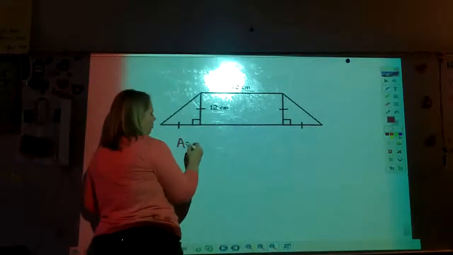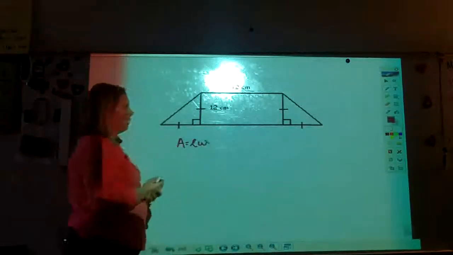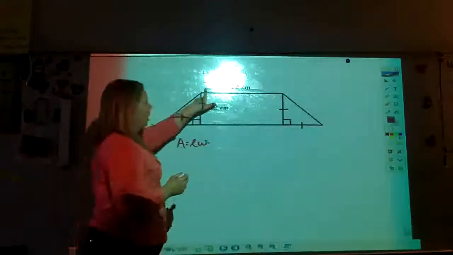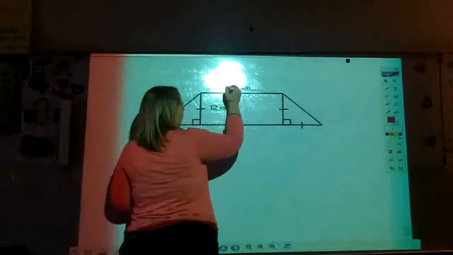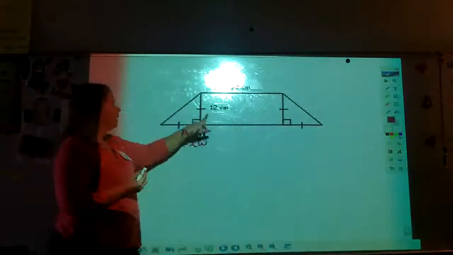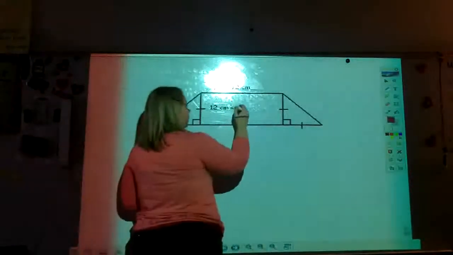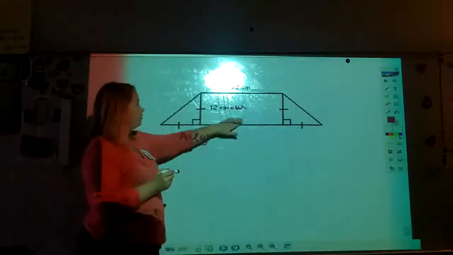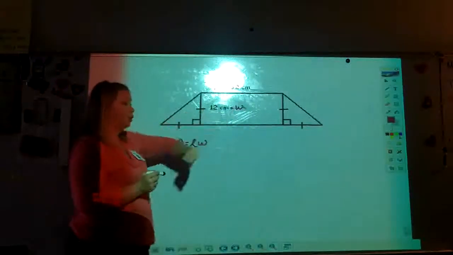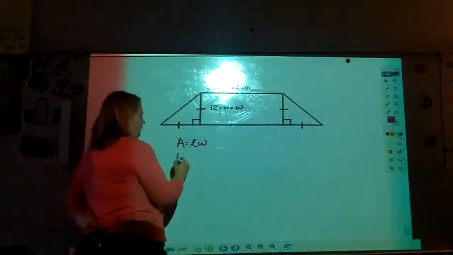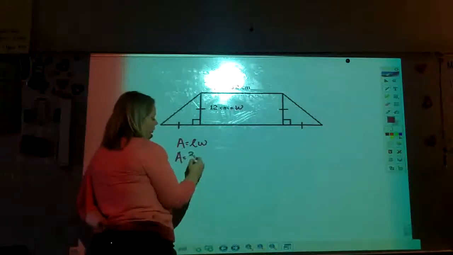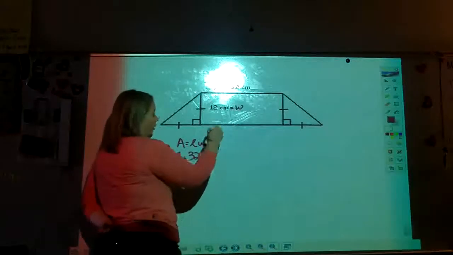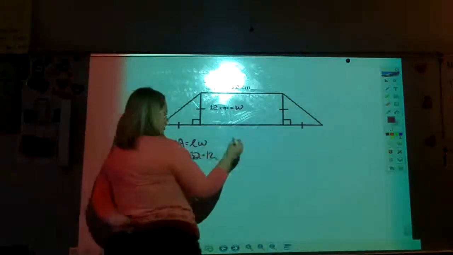I know that the area of a rectangle equals length times width. All right? And I also know that the length of this rectangle is 32 centimeters, and the width of this rectangle is 12 centimeters. So in order to find the area of this rectangle, I have to multiply 32 times 12. So area equals 32, I'm just substituting in 32 for my L, times W, which is 12. Come out to the side, do some scratch work.